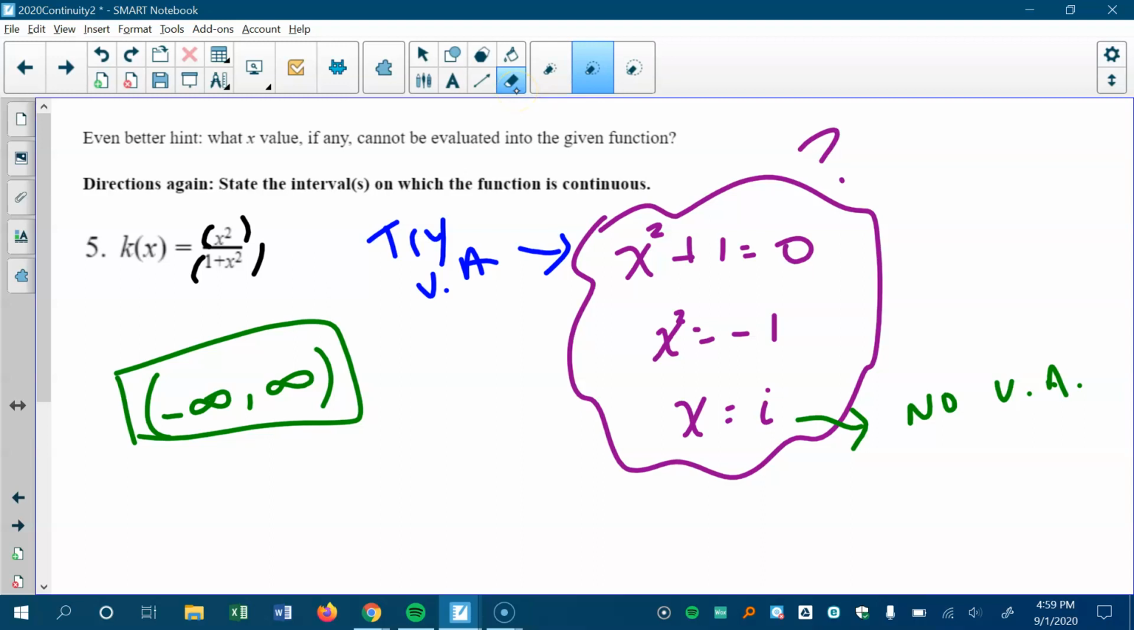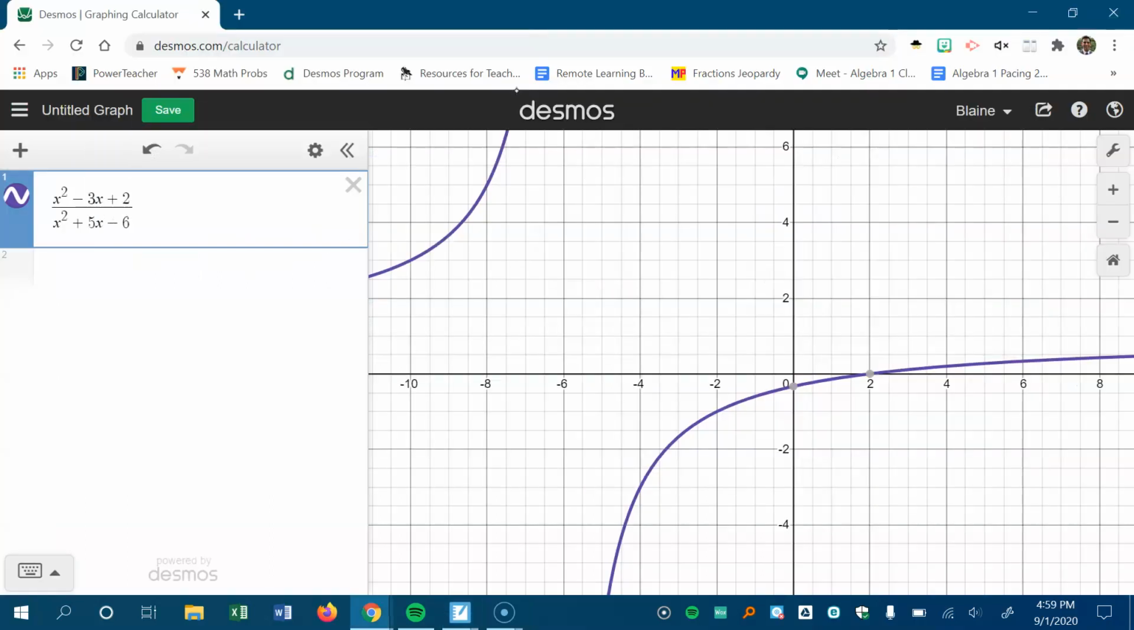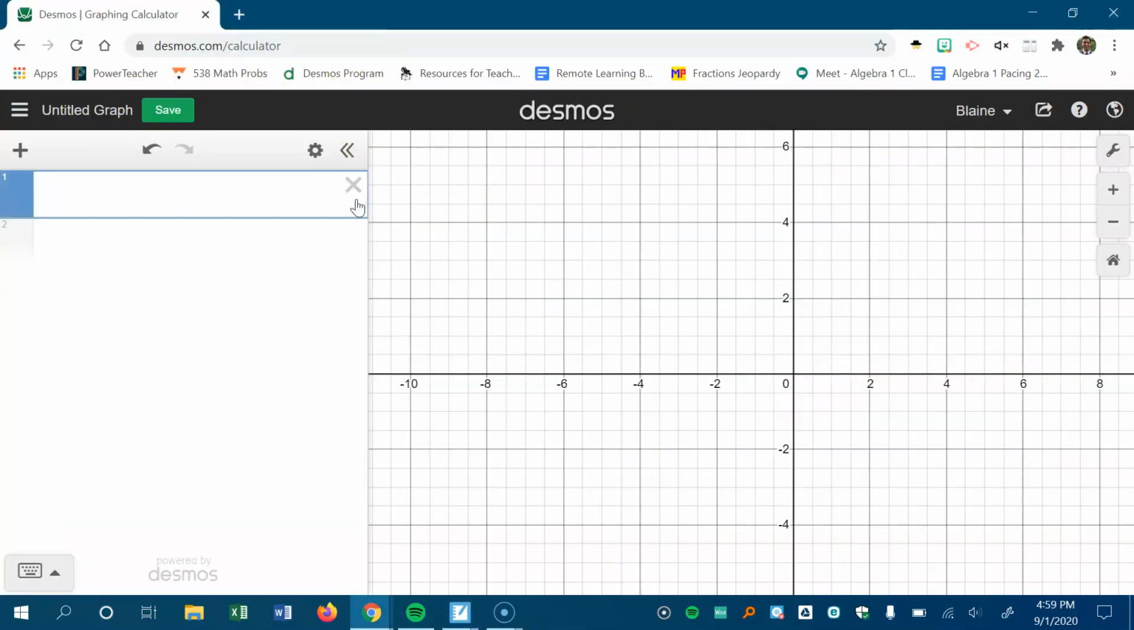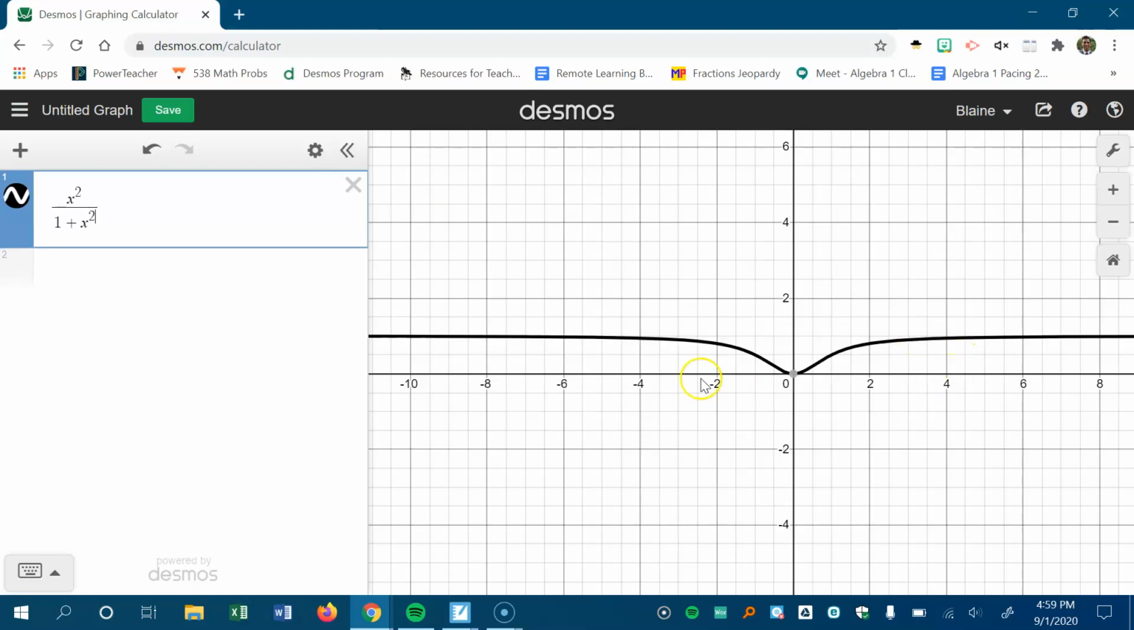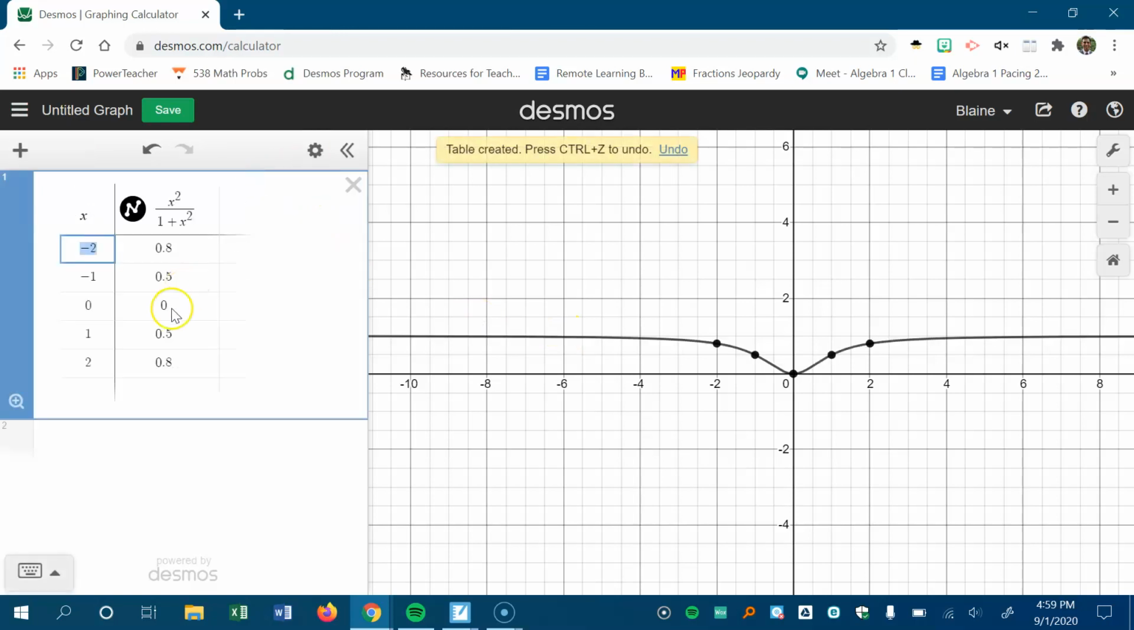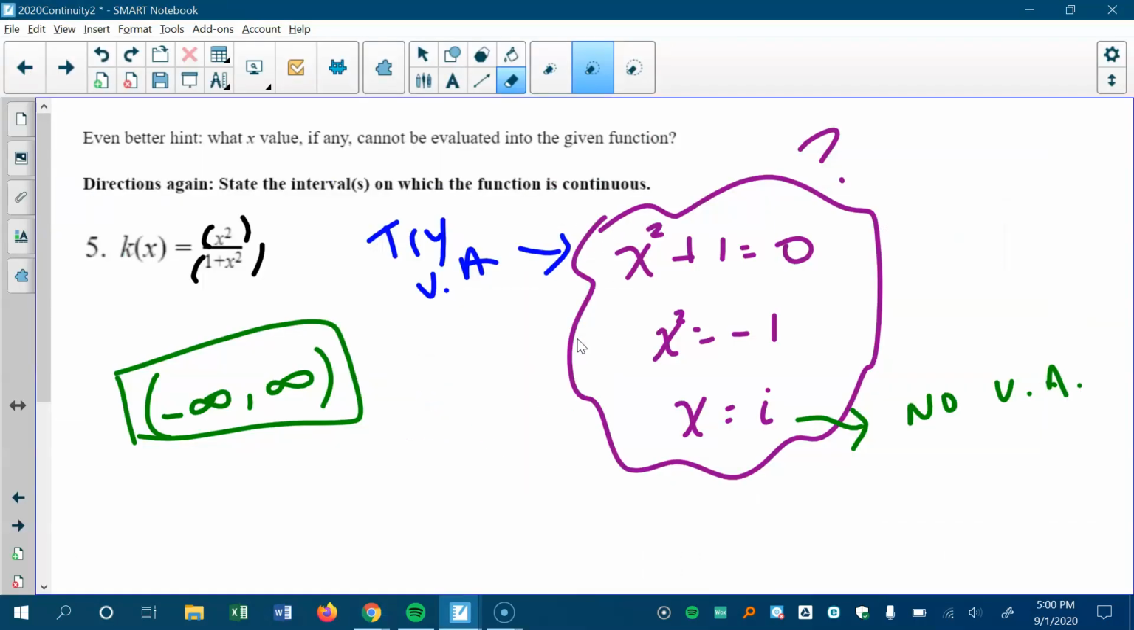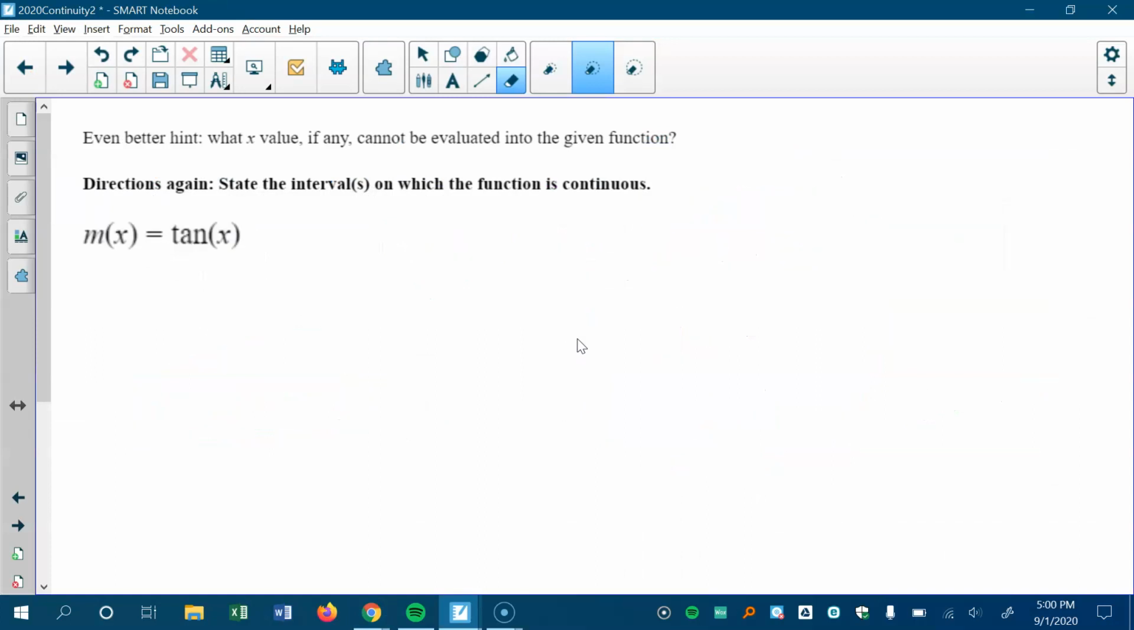I will show this to you on the graph. So let's get rid of this guy. I'm just going to do x squared divided by 1 plus x squared. And it is continuous. And if you don't believe me, we could look at a table too. It looks like it's continuous everywhere, although that is a horrible way to show it. But this function is continuous everywhere. Let's go to número 6.